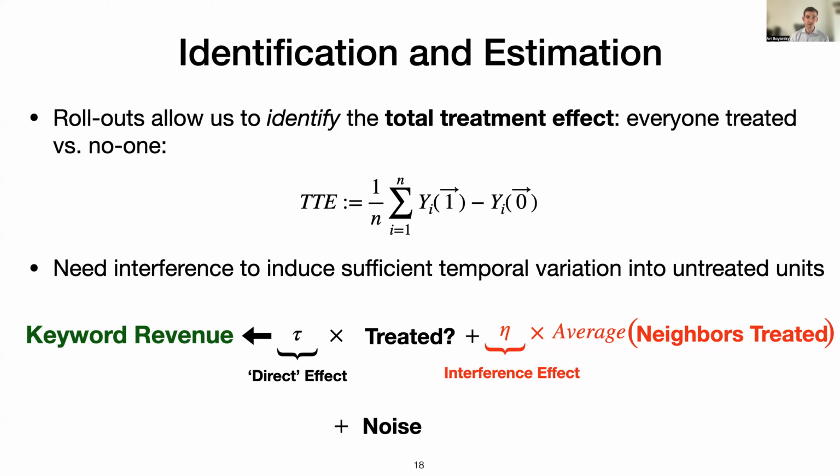To do this, we're going to fix a simple linear-in-means model, where we look at the average of neighbors treated. This is a simple model, and it's used throughout the literature to study interference. What we're going to find is that rollouts will increase the probability that we observe the sufficient variation we need to estimate this effect.